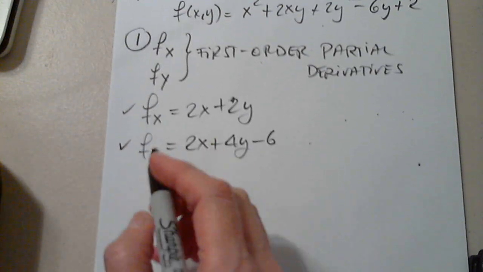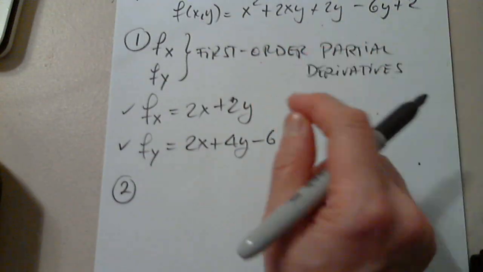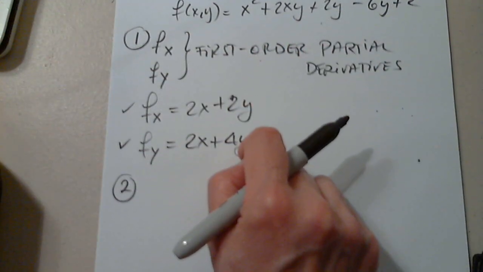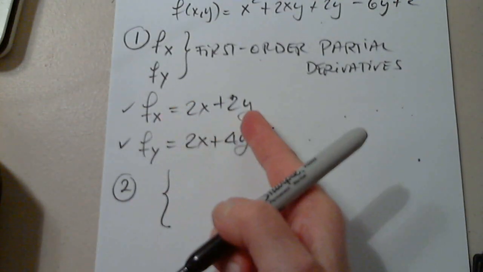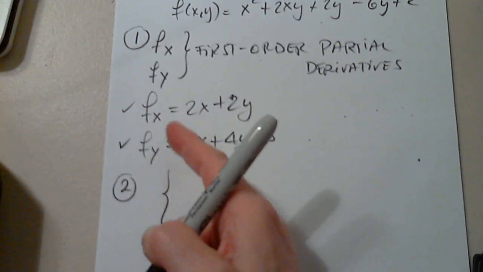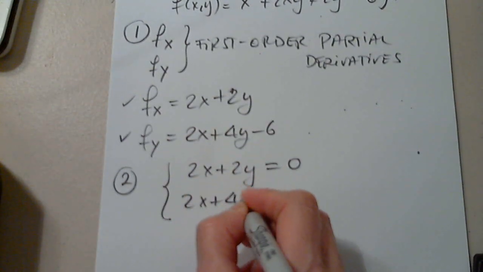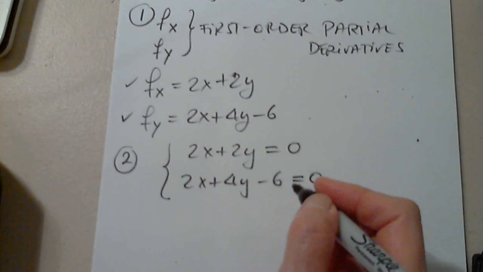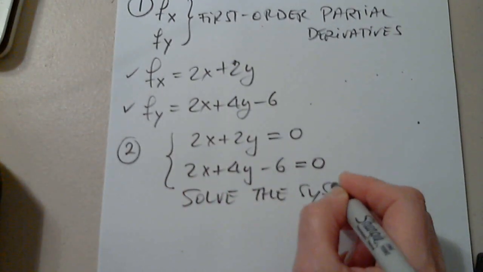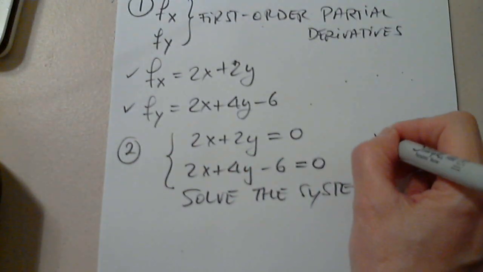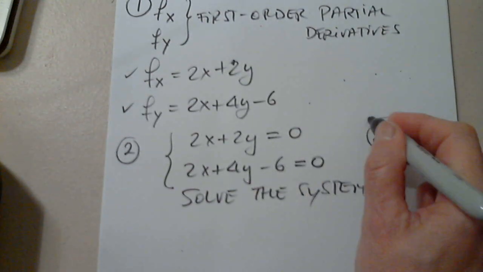That's our first step. In step number 2, like we did in the previous situation with one variable, we set these equal to 0. Initially we had one variable, so we set f prime equal to 0. Now we have to set them both equal to 0. 2x plus 2y equals 0. 2x plus 4y minus 6 equals 0. We have to solve the system, because now, as you've noticed on the graph that I showed you, we have to find, if any, an ordered pair.